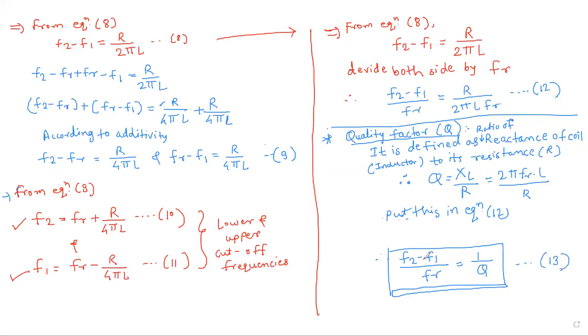So this is what? F2 minus F1 means bandwidth. FR means resonant frequency. It is equal to 1 upon Q. Q means quality factor. So this derivation has now been completed.